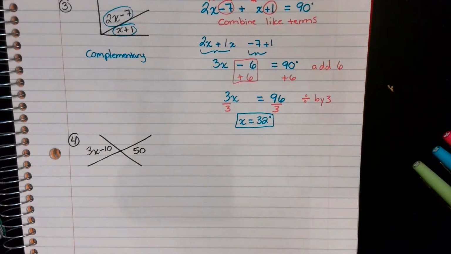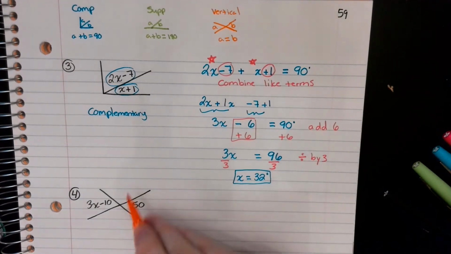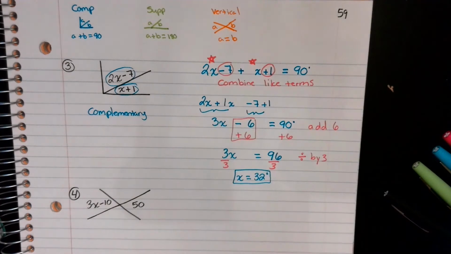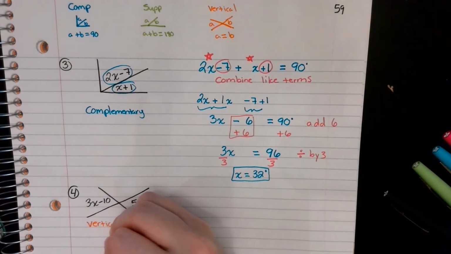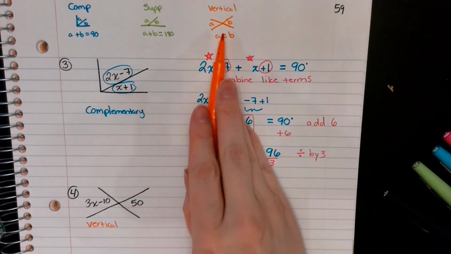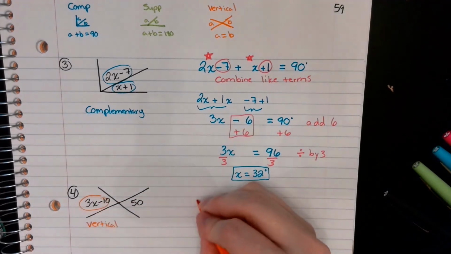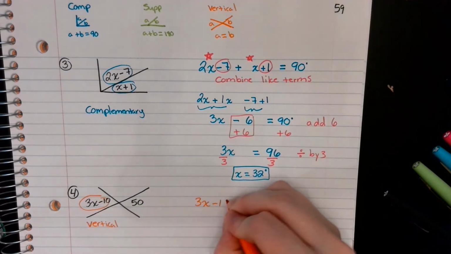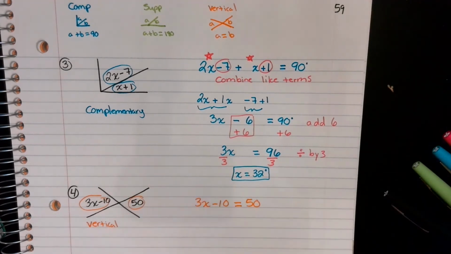Okay, so here's our next angle set. If I take a look up here, it looks exactly like my vertical angles. So I'm going to go ahead and identify that this is a vertical angle set. And then I'm going to go ahead and set them equal to each other. I'm going to take 3x minus 10 and set it equal to 50.